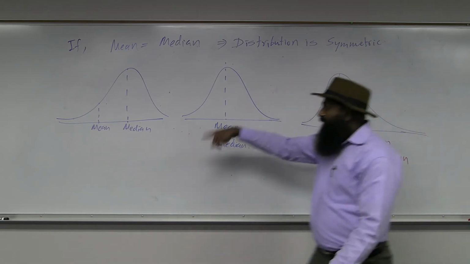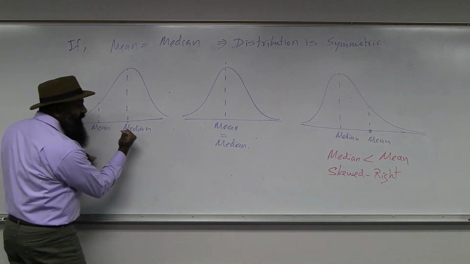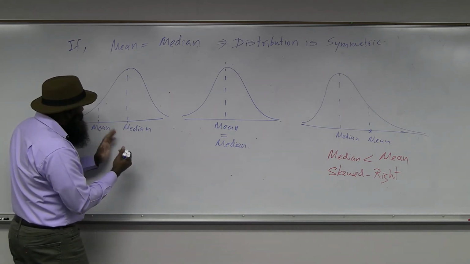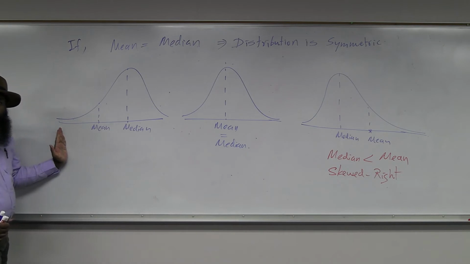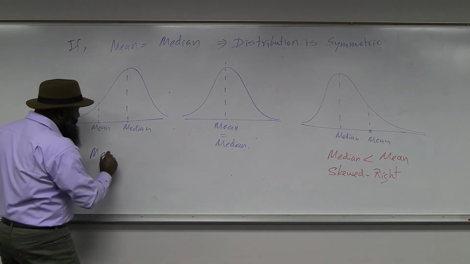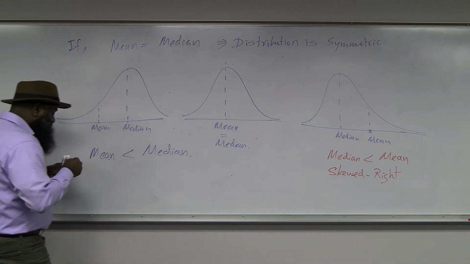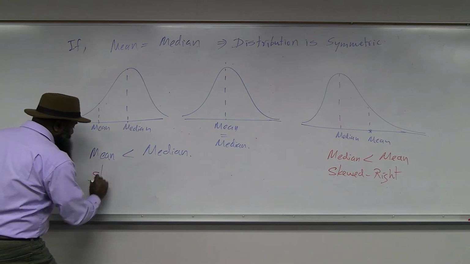Now, opposite happens here. If you have a really small data point, the median stays where it should be, but mean will be affected. So in this case, your mean is smaller than the median. Then we say your distribution is skewed to the left.